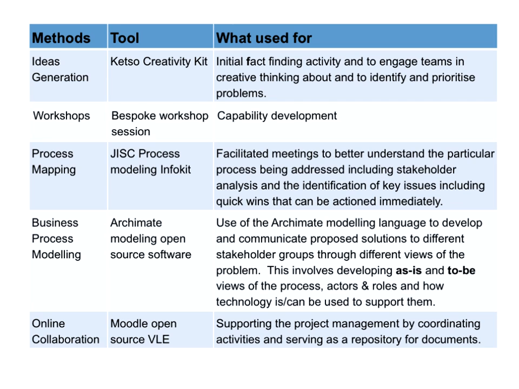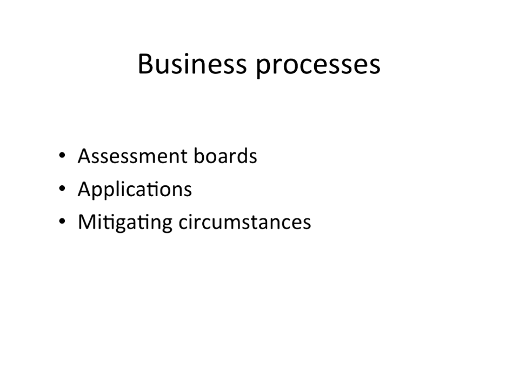Just to emphasize again, the work we're doing here is really trying to keep us in line with the key strategic plan I showed you earlier on. Now, through our Ketso activity, we identified in our schools these 3 key processes that we wanted to address. And I imagine that many of you can recognize those in your institutions: assessment boards, applications, and mitigating circumstances.